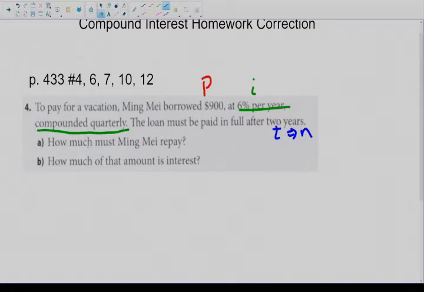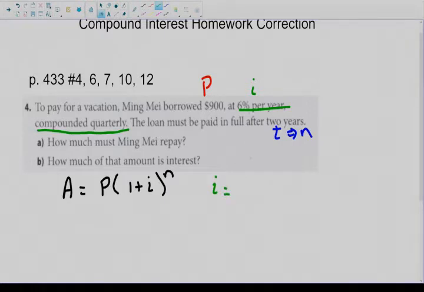So how much must Ming Mei repay and how much of that amount is interest? So as soon as you see compounded quarterly, you know that this is a compound interest scenario. That means you need to remember what the compound interest formula is. We know that the compound interest formula looks like this. A is equal to P times (1 plus I) to the N. And as I've always been stating recently, the two most important things to calculate are always the I and the N.